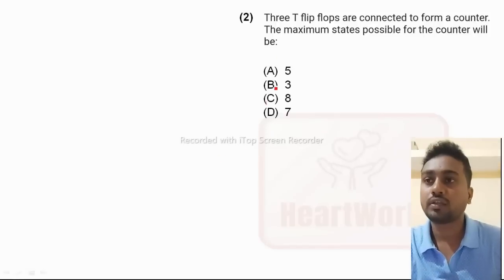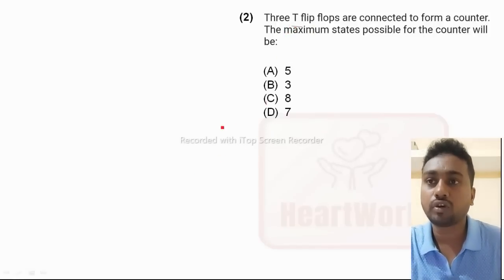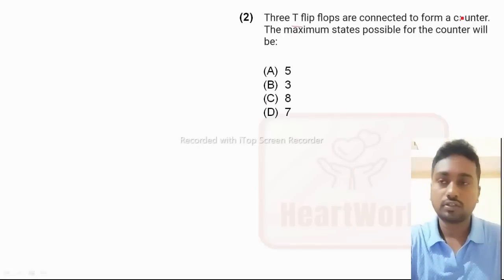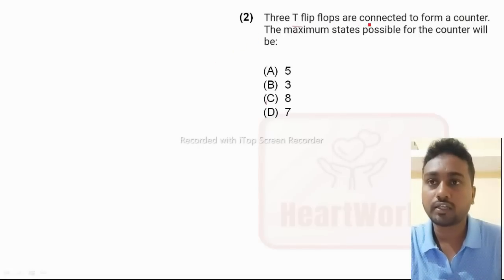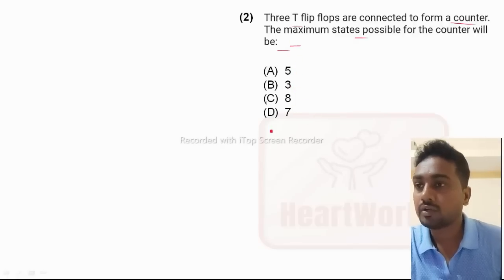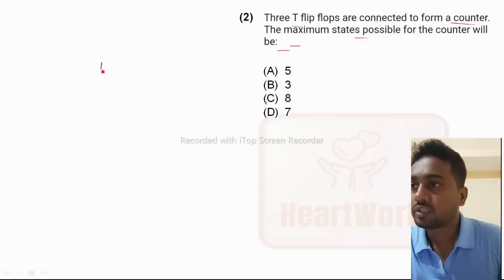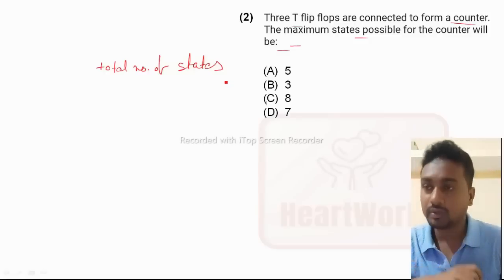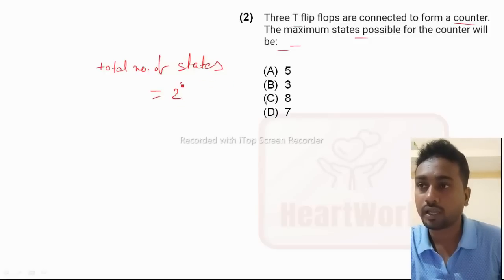Next. So next, what is the question? 3 T flip-flops are connected to form a counter. The maximum number of states possible for the counter will be? So the total number of states, or maximum possible in any counter, is equal to 2 to the power n, where n is the number of flip-flops.